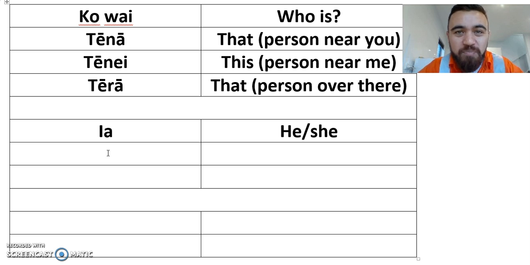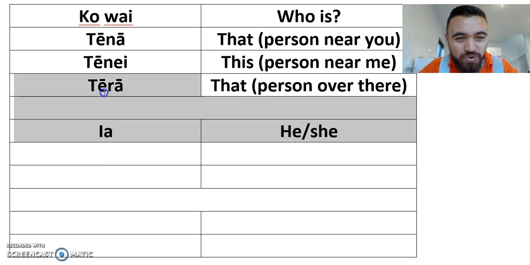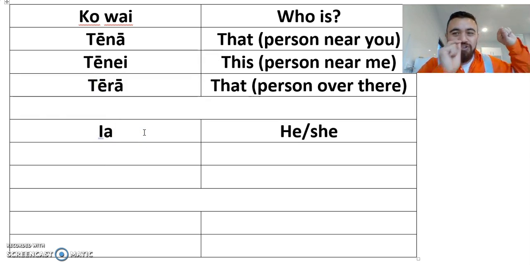I don't want to sit here and bombard you with too many, but talking about who is this, who is that by you, who's that over there, and then ko wai ia. So again, ko wai tērā and ko wai ia, because we're both talking about someone that's over there, they sort of go hand in hand. We're saying in tērā, who is that? Or if we use ia, we're saying who is he or who is she? But the person themselves, they're actually away from both of us as speakers in a conversation.